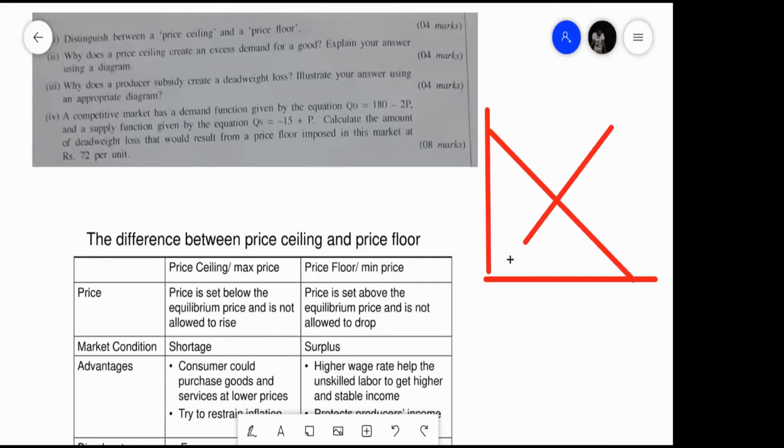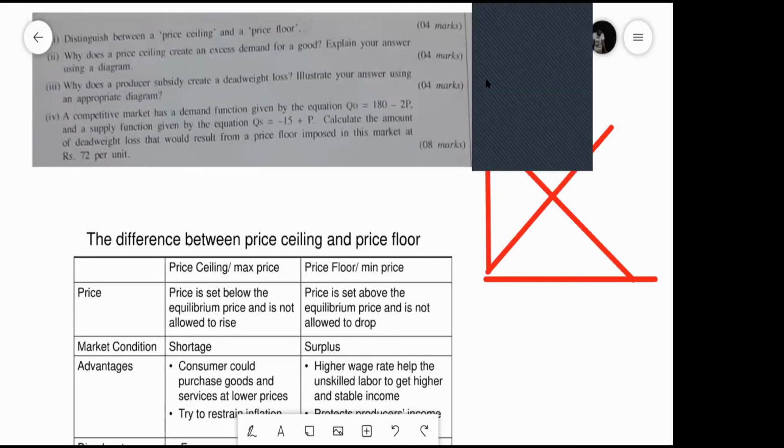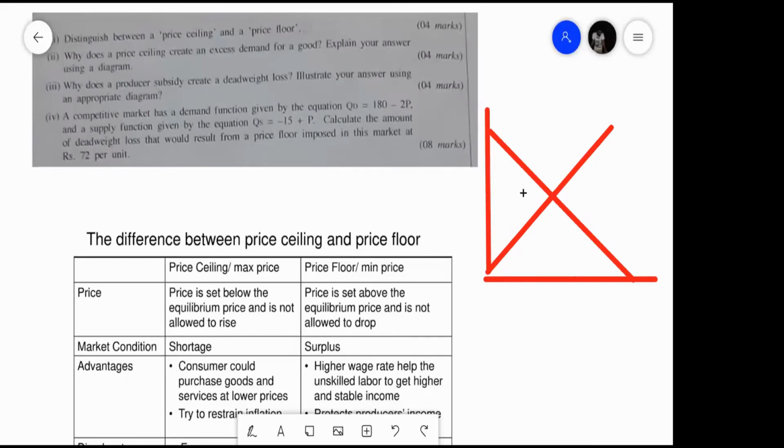Okay, can you all give me the equilibrium price and quantity in this market? 65 price, okay. Quantity 50. So you have a price of 65 and a quantity of 50, right? Then they're saying in this question, now the government is imposing a price floor of 72 rupees. So they're setting a price floor here of 72.